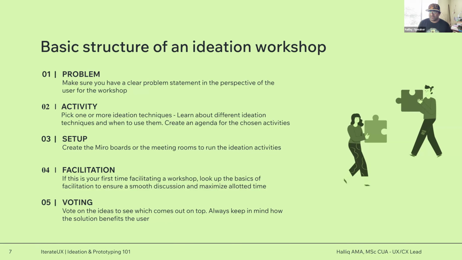In a workshop, we have a basic structure where we define the problem. Then we pick the activities that we want to use to generate ideas, because depending on the problem or the type of solution that you're trying to create, activities could be different. And then you set up the activity, then you facilitate the meeting, and then you collect the ideas, and finally you move on to voting.